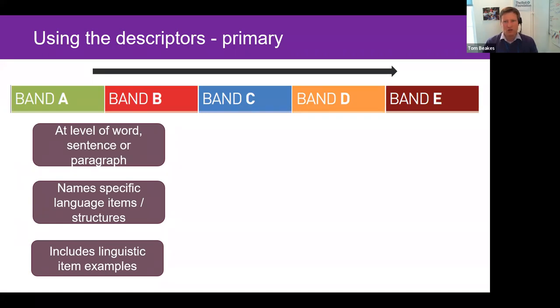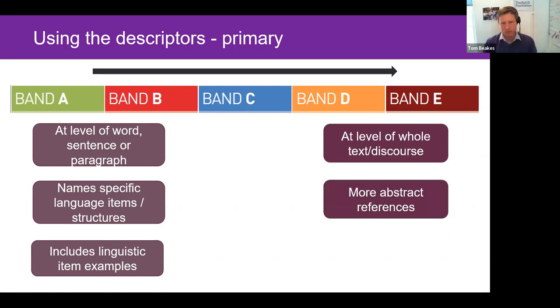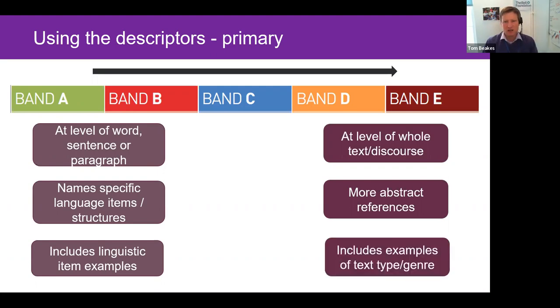At higher levels, it's a little bit trickier, I think, because the descriptors are necessarily broader and they tend to refer to the level of the whole text or discourse, if we're talking about spoken English, rather than individual vocabulary items. References are more abstract and broader, and they tend to talk about, for example, functions of language that could be realized in a whole host of ways rather than just being listed in a short descriptor. They will tend to include examples of text type or genre, so story, science report, letter, presentation, and so on, rather than individual items of vocabulary or structures.